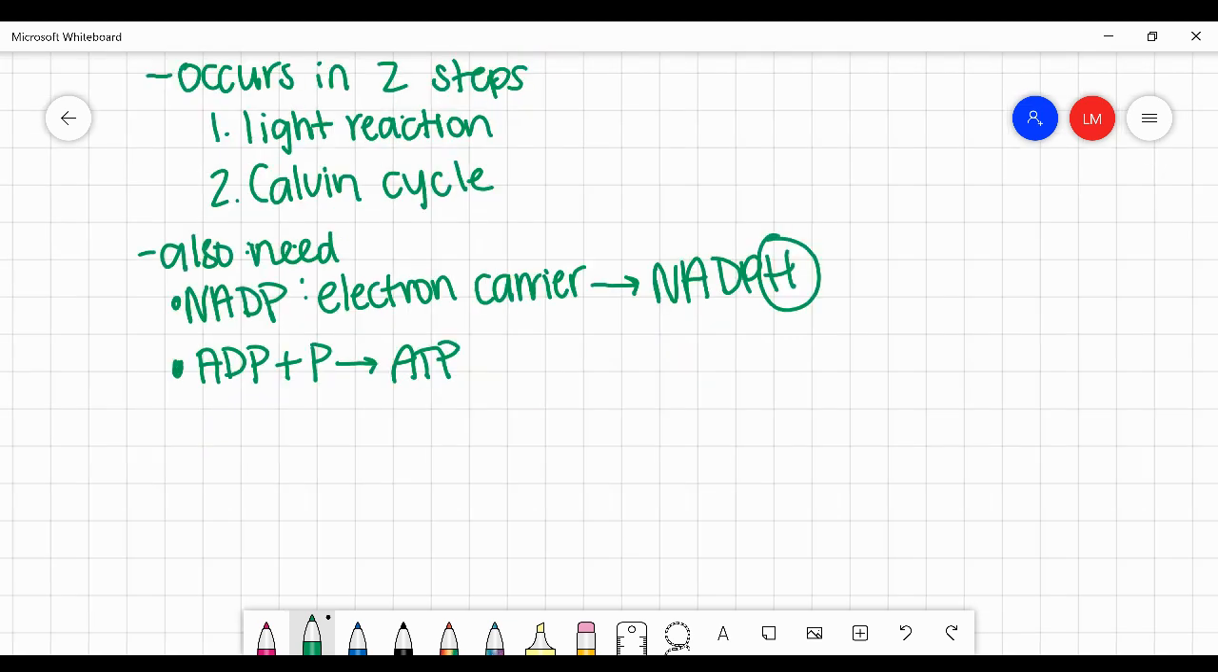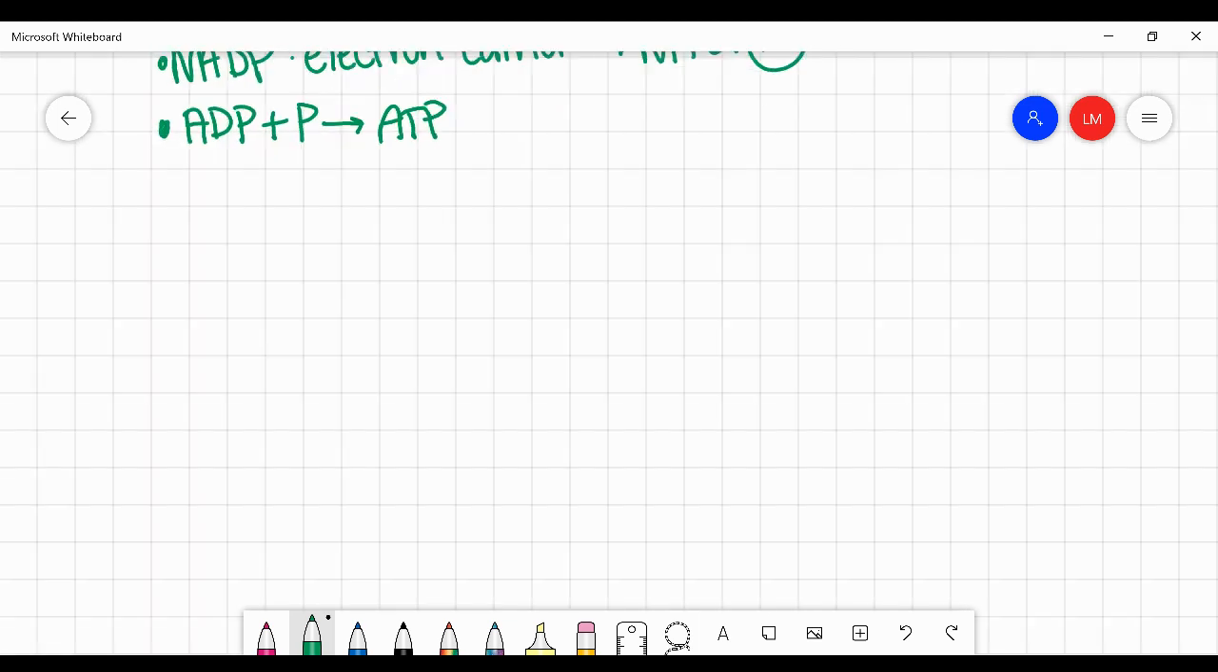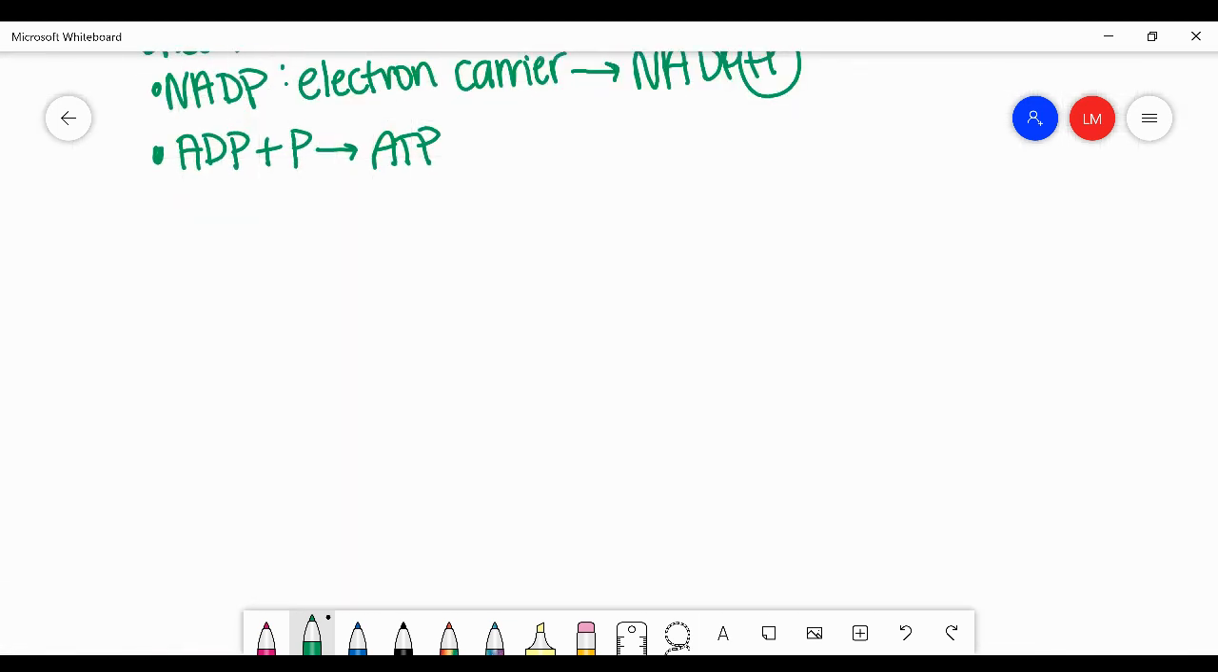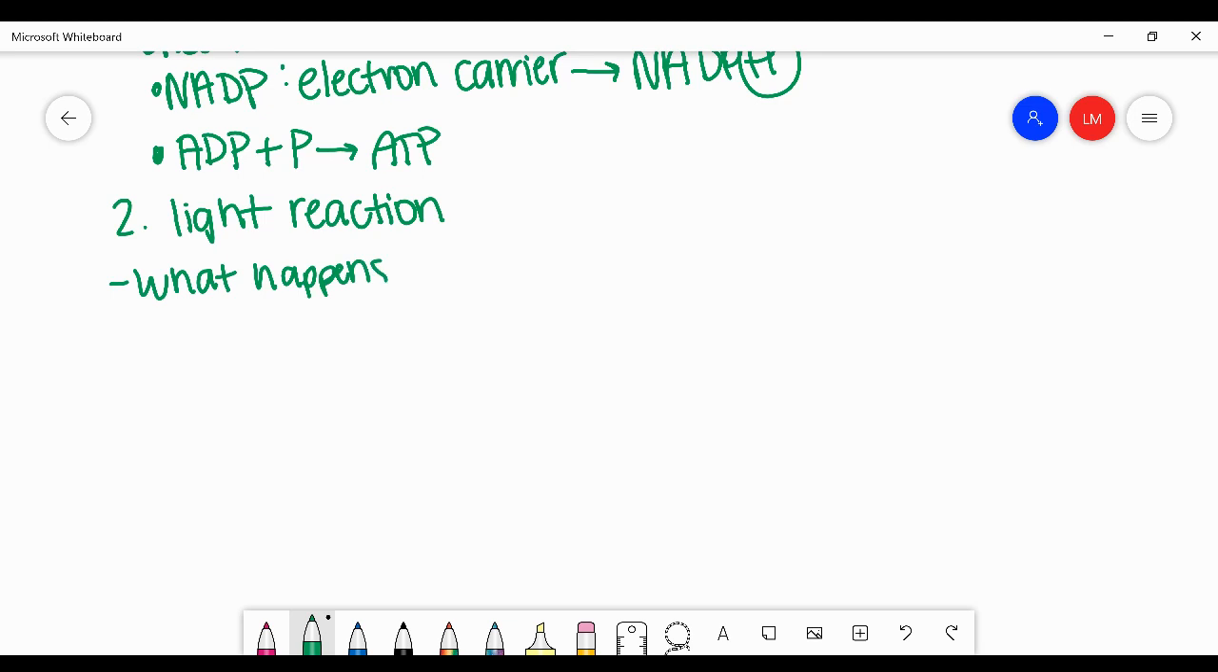We will now go through the two steps in a medium level of detail, starting with the light reaction because it has to happen first. Starting with what happens. In general, during the light reaction, light is absorbed and water is split.